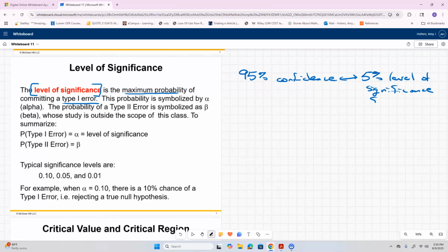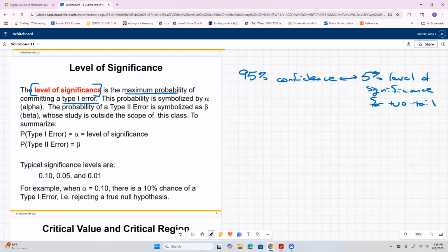For a two-tail test. Now, why is it only the two-tail? Because remember, with the confidence intervals, we were going up and down. We had a minus and a plus. So the confidence intervals match with the two-tail tests, which go up and down.